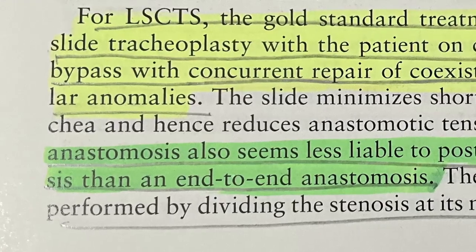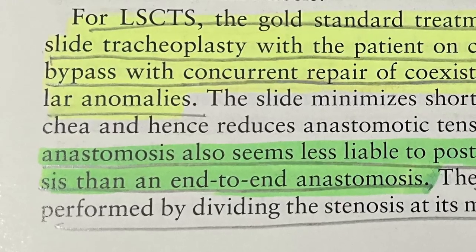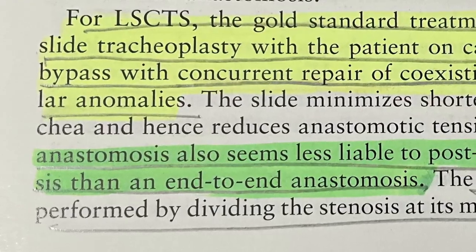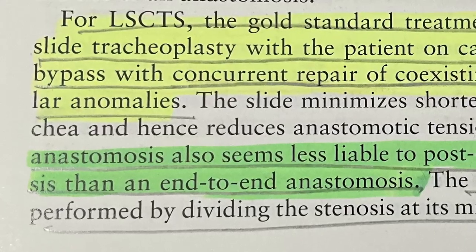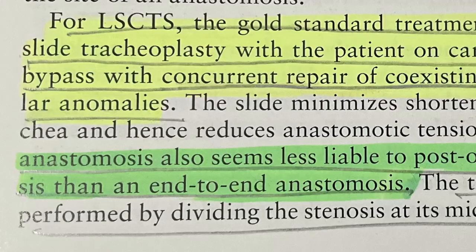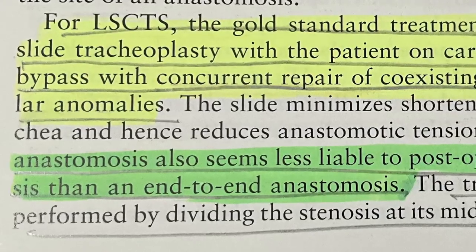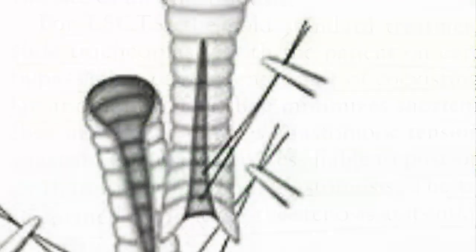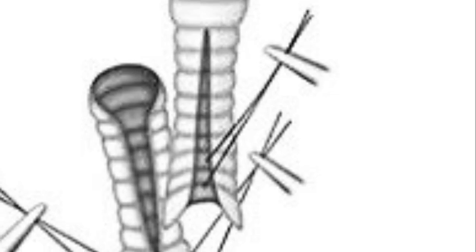Oblique anastomosis is also less liable to postoperative stenosis than end-to-end anastomosis. To perform slide tracheoplasty, you have to cut the stenotic segment in the midline and divide the proximal and distal narrow segments vertically on opposite anterior and posterior surfaces and slide them together.